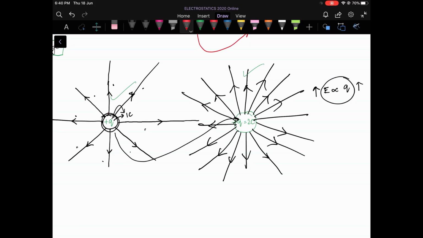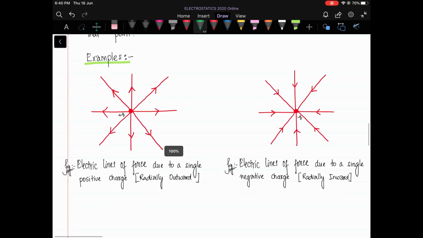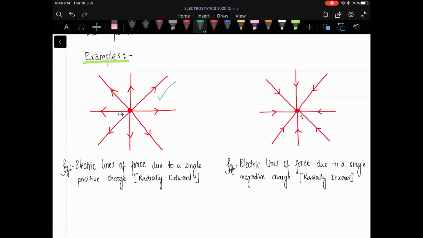One more thing you can note is that the crowdedness of the lines in the first case compared to the second case is quite less. This crowdedness, or the density of these lines, tells us about the magnitude of the electric field. And the direction of the electric field at any point is found by looking at the direction of these lines of force at that point. That's why we have drawn this diagram here. You can see in this diagram we have a single positive source charge plus q, and we have drawn electric lines of force due to this positive source charge. And I can say all these lines are radially outward. Radially outward here means that these lines are coming out of the center of the source charge.